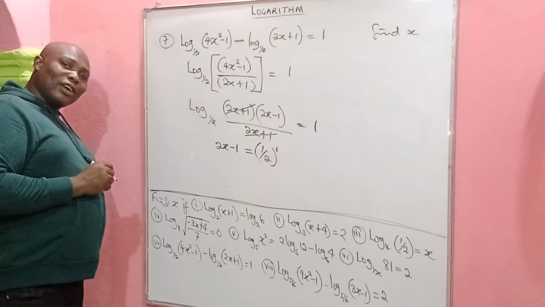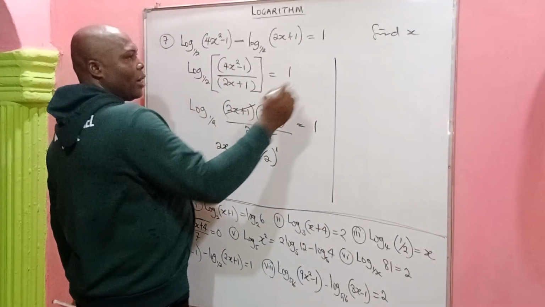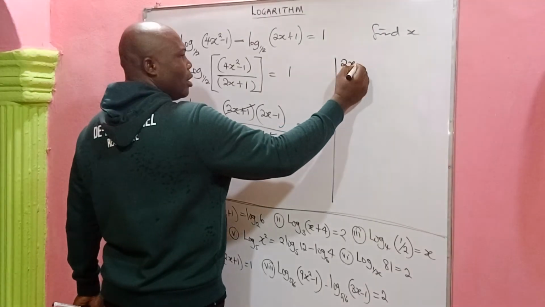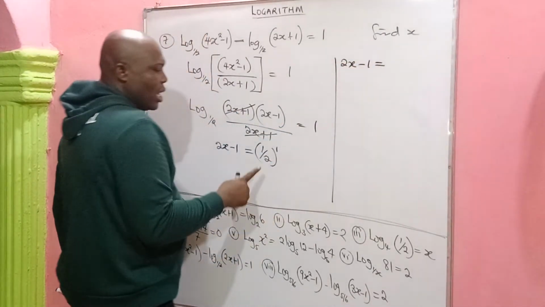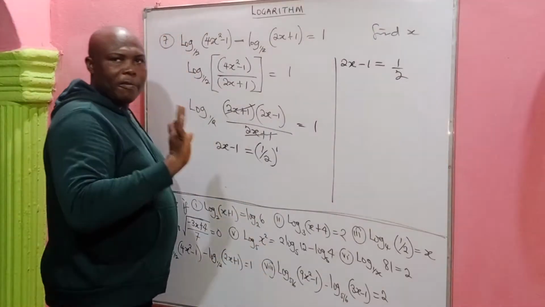So we apply the other law of log. So at this point, let's conclude it here. So we are going to have 2x minus 1 is equal to half raised to the power of 1, which will still give us half. Very simple.